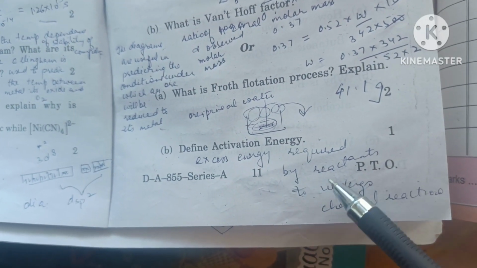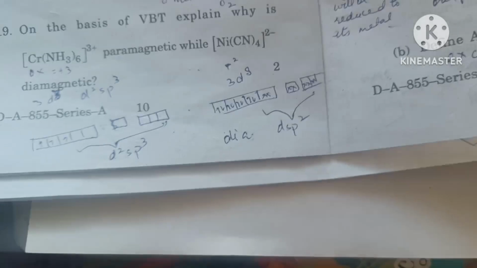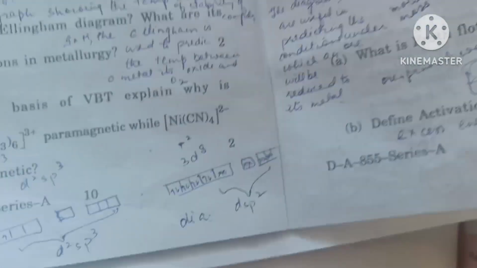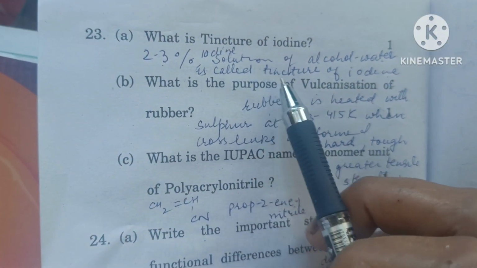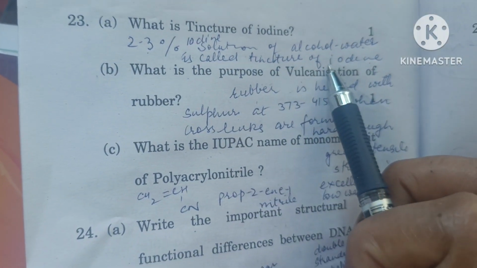Excess energy required by reactants to undergo chemical reactions is called activation energy. What is tincture of iodine? 2 to 3% of iodine solution of alcohol water is called tincture of iodine.